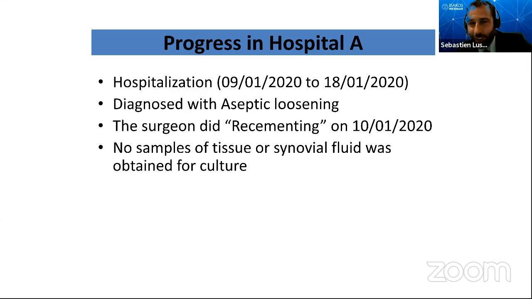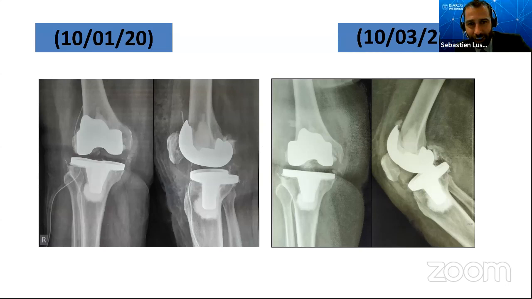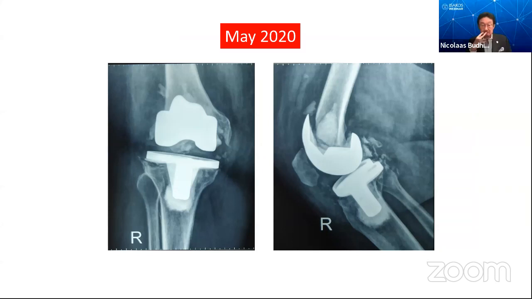So I agree, but the surgeon made a different decision. He was like, oh, this looks aseptic to me, okay, and he did what might sound, I hope, crazy to everyone. He did a re-cementing. He took no samples, and you can see the post-op X-ray. So again, it's a re-cementation of the femur. I'm not sure about the tibia, and you can see that was in January, and you can see in March how it is now. And now in May, you can see it's getting even worse.